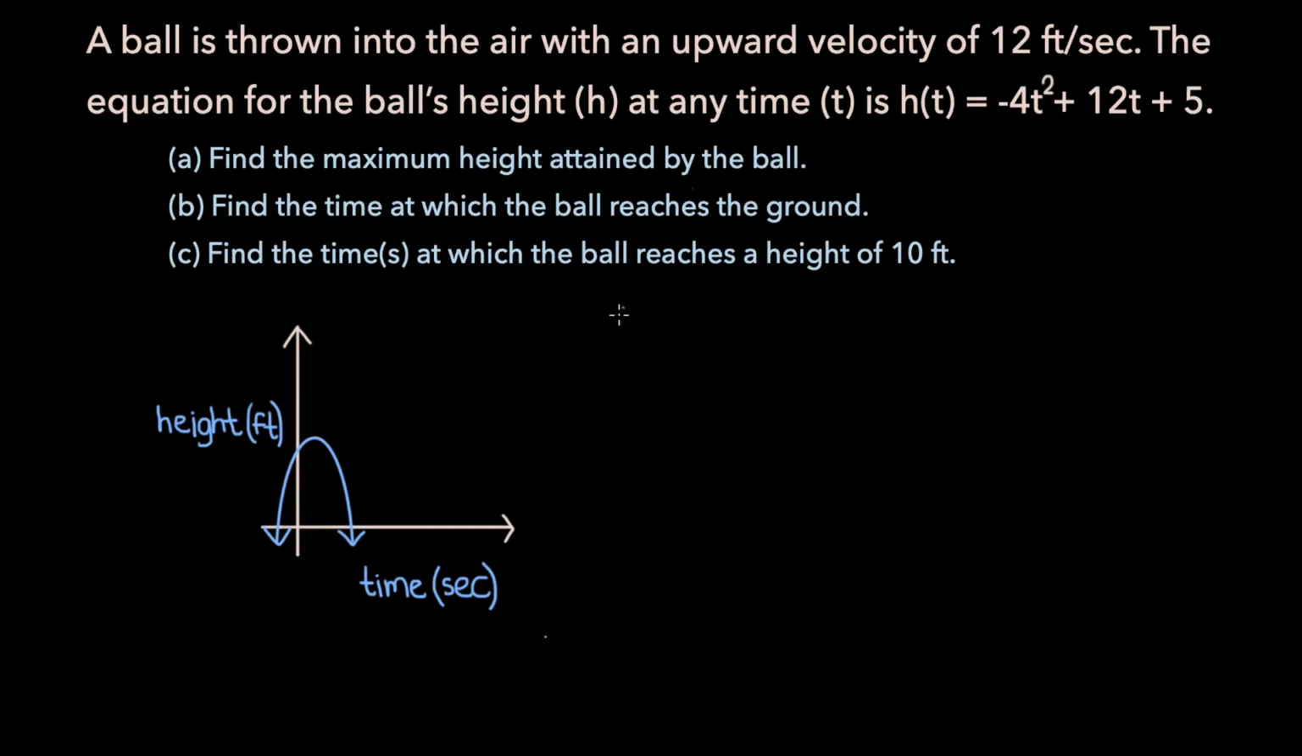Alright, now let's get to part A. We need to find the maximum height attained by the ball. From looking at our picture, we can see that the maximum height is roughly here. And as you might guess, that point is the vertex of the parabola. Since for parabolas that open downward, the vertex is at the maximum value. So if we can find the x-coordinate of the vertex of this parabola, we can plug that in to our equation for h of t and find the maximum height attained by the ball.